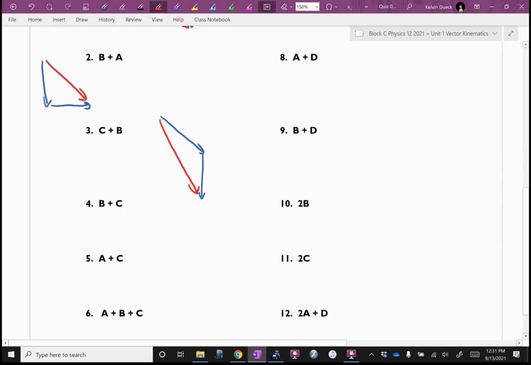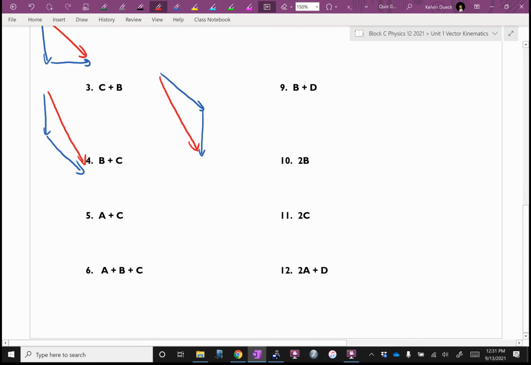Then I noticed number 4 was the same as number 3, but a different order. So I should get the same resultant if I go down first, then go sideways, and then from the tail of the first to the tip of the... Yeah, I do get the same resultant. So there's number 4, B plus C.